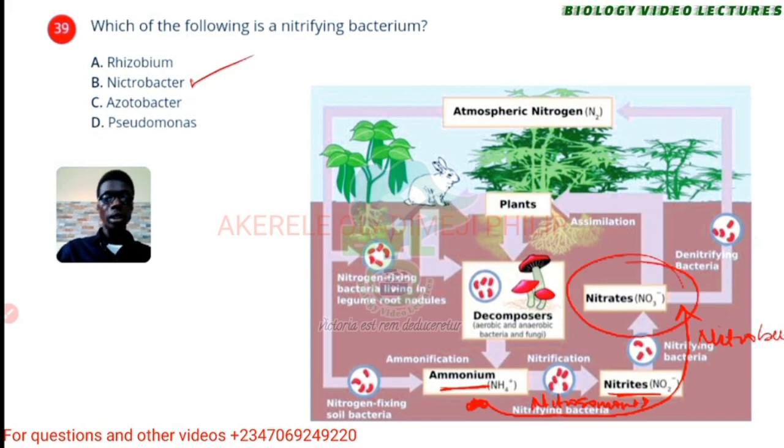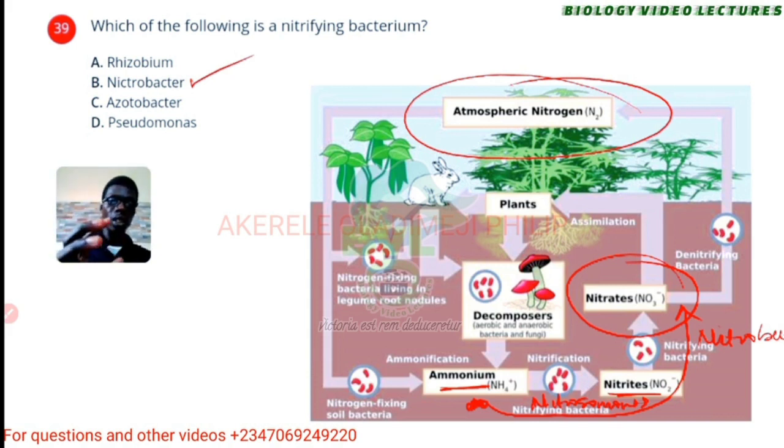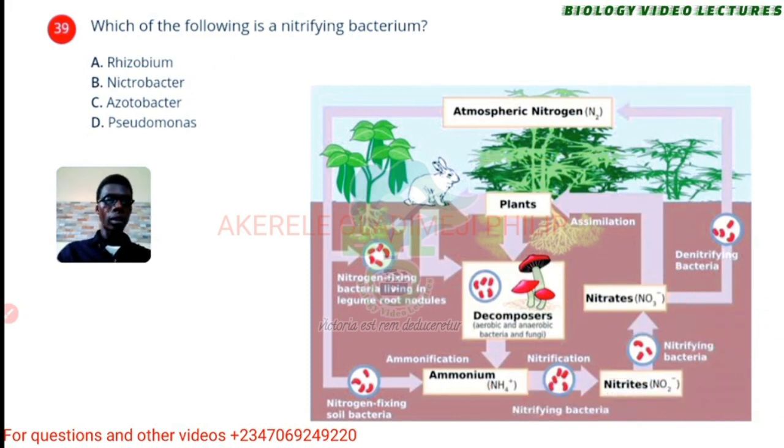Now, this nitrate is what the soil can work with, really. That's why it must be converted. The plant cannot use nitrogen directly, so it must be converted into nitrate, and that is what we are trying to achieve here. Nitrobacter and Nitrosomonas are both called nitrifying bacteria, but amongst these two, the only one in the options is option B. All right.